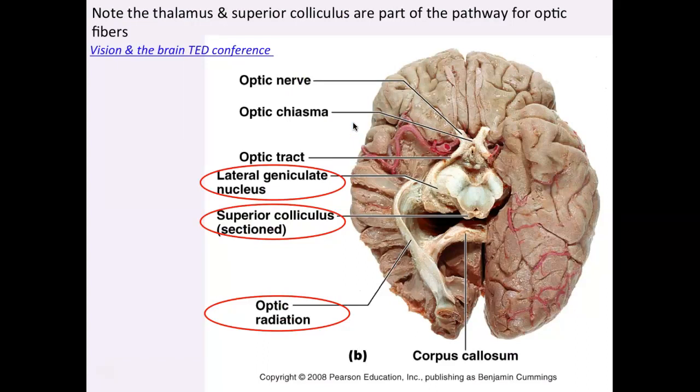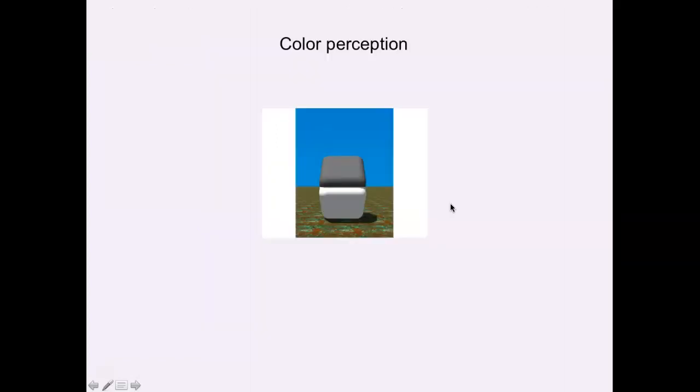And then here is a really cool dissection of this, right? So we have the optic nerve, optic chiasm, optic tract. Here is radiations coming back to the occipital lobe. We have our superior colliculus. This lateral geniculate nucleus, this is just the thalamus, okay? And I think that concludes.